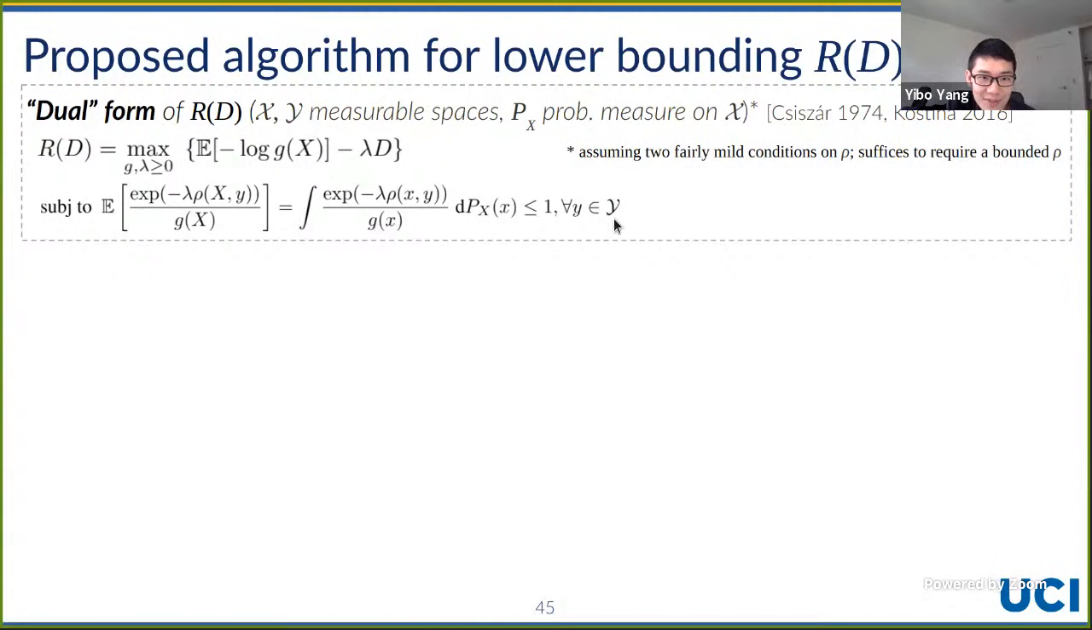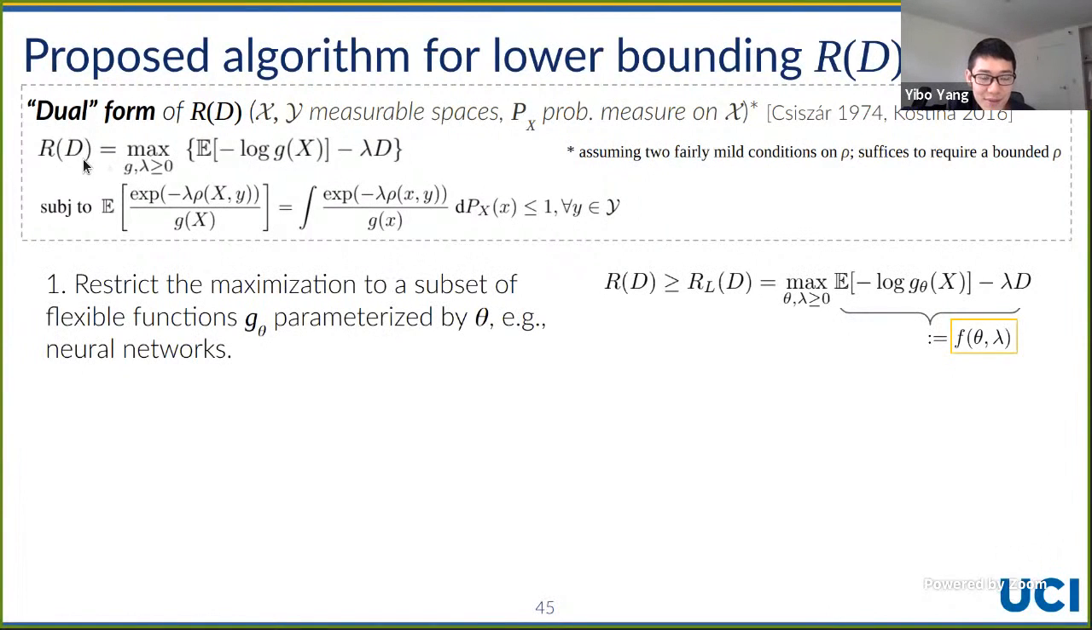Basically, the takeaway message is that there is a maximization formulation of the rate distortion function that would allow us to obtain lower bounds by plugging in any g and lambda that satisfy this inequality here. And that's basically what we do. We try to maximize, again, this objective. If we do this over only a subset of functions, then we end up with a lower bound.